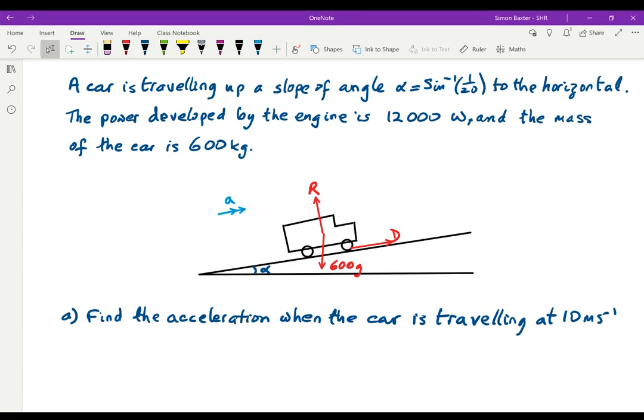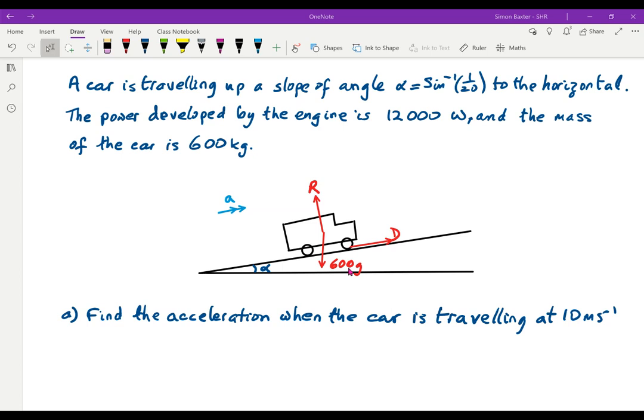Now let's look at a car traveling up a slope at an angle of alpha to the horizontal, where sine alpha is 1/20. The power developed by the engine is 12,000 watts, and the mass of the car is 600 kilograms. So we have that in the diagram, and we have here the driving force. We're assuming no resistance, normal reaction, and weight of the car. Acceleration A. Find the acceleration when the car is traveling at 10 meters per second.